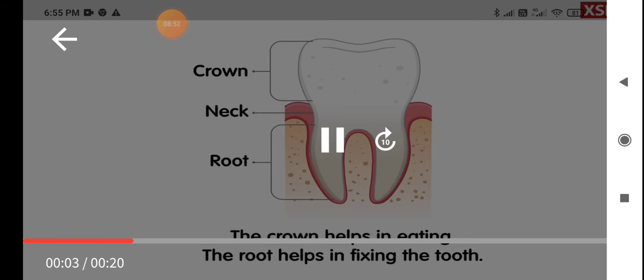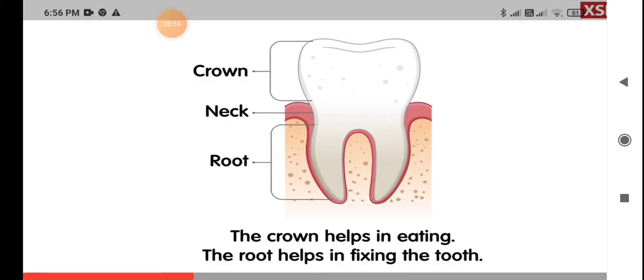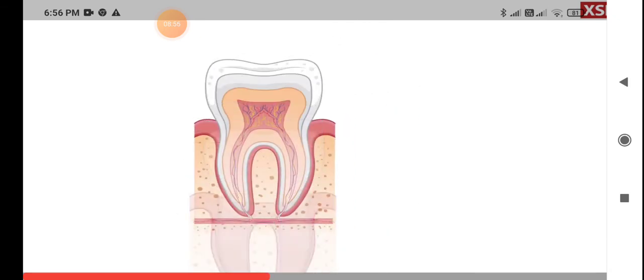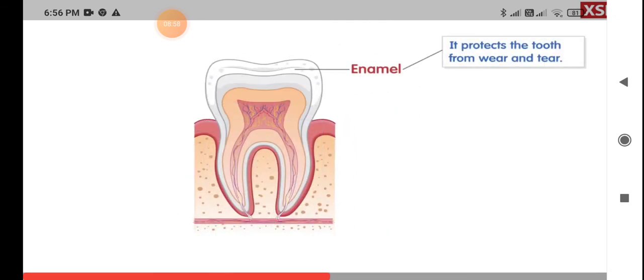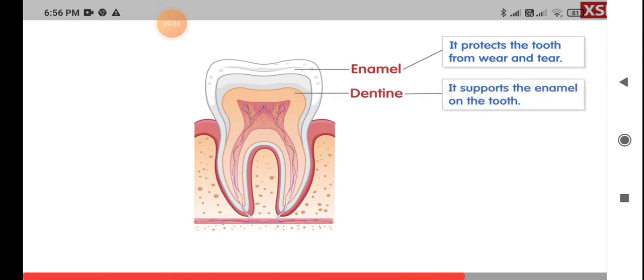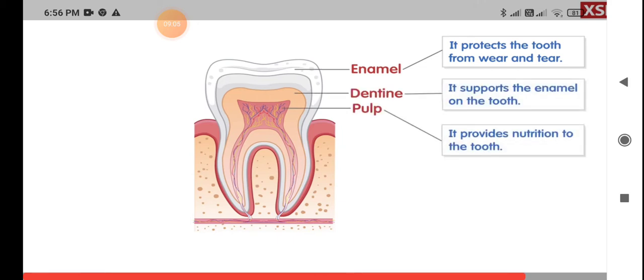This is how a tooth looks from the outside. The outermost layer of the tooth is the enamel. The next layer is the dentine, and the innermost soft layer is the pulp.